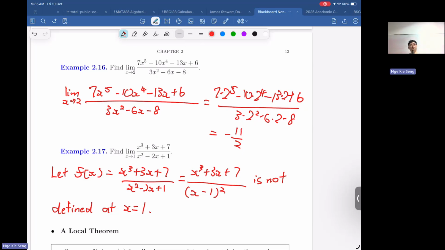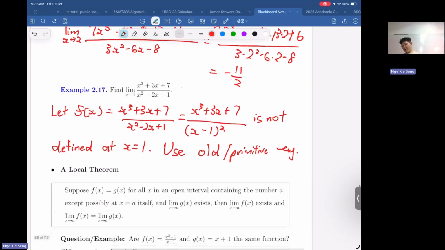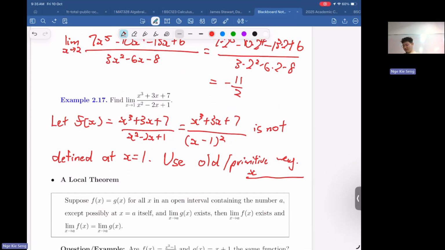So the limit law also won't work. Okay, the limit law also won't work. So in this case, you need to use the old, or the primitive way. What's the old way? You must remember this old way. The old way will always work. The limit law won't work because in the quotient, the denominator is going to approach 0.